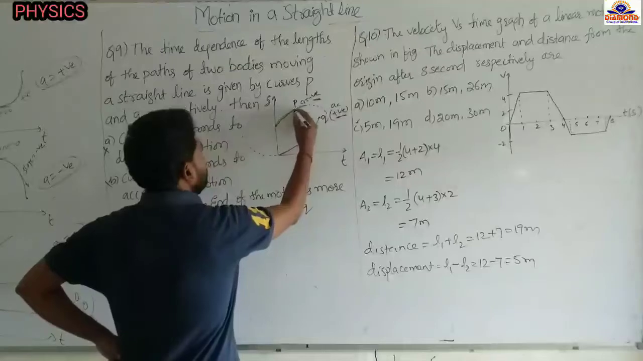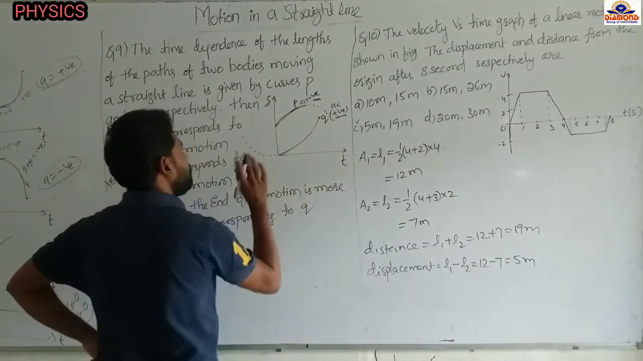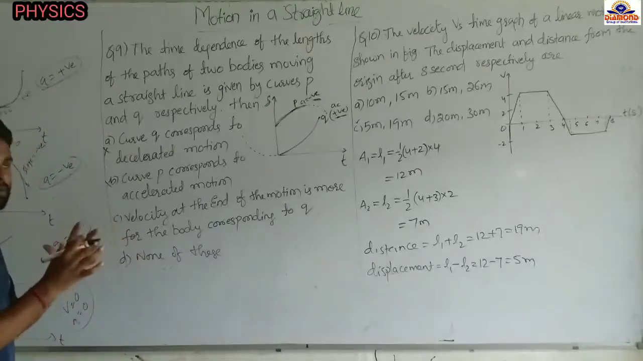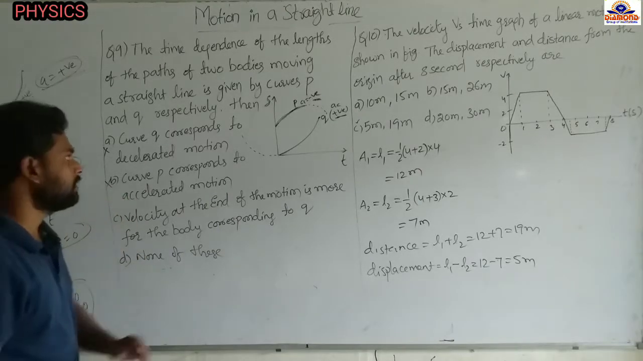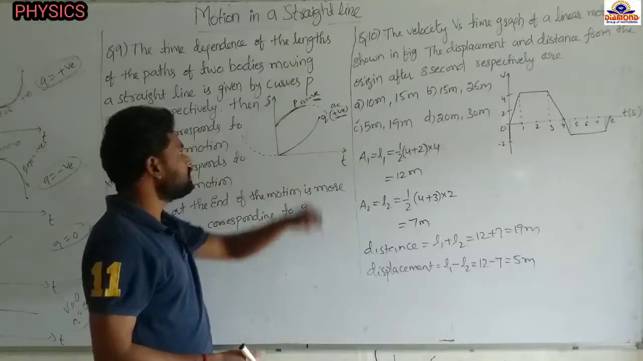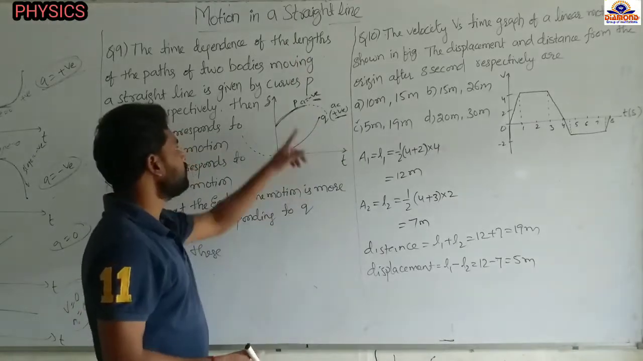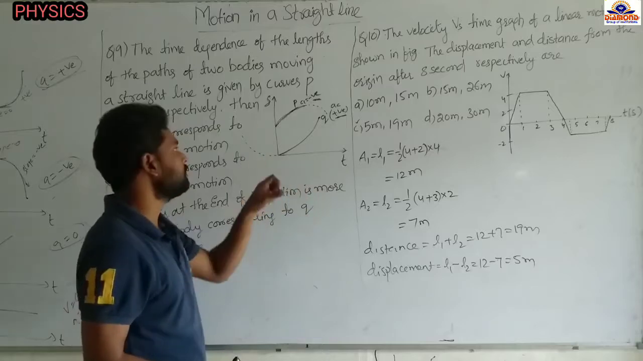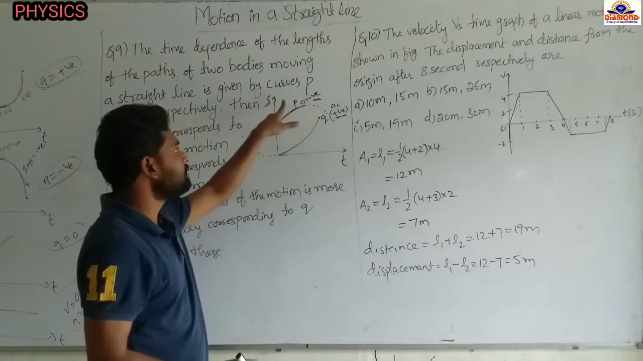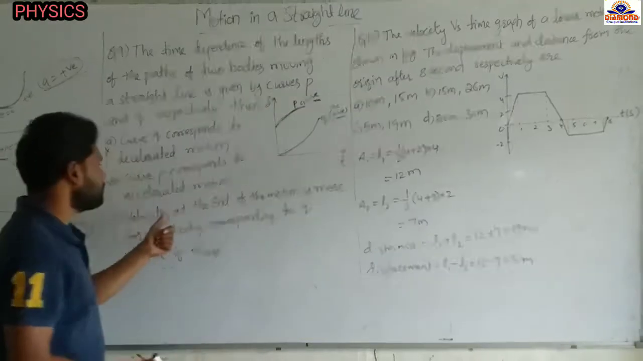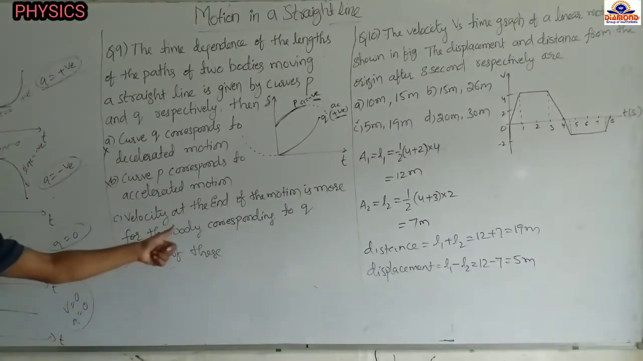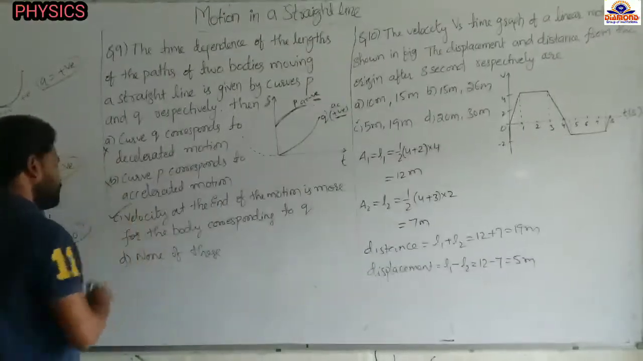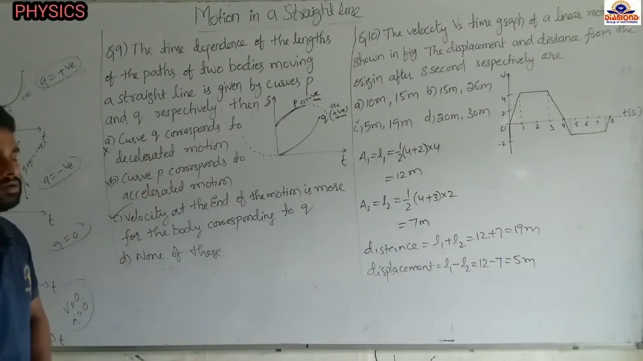Now in this case, for P the slope is also positive, but acceleration is negative, so both are in the opposite direction and velocity is decreasing. At Q, velocity is increasing, both are moving in the same direction, positive. Here velocity is positive, acceleration is negative, so opposite direction, velocity decreases. So velocity at Q is more, velocity at P is less. So velocity at the end of the motion is more for the body corresponding to Q, right. The right option is C. Like this you have to solve.